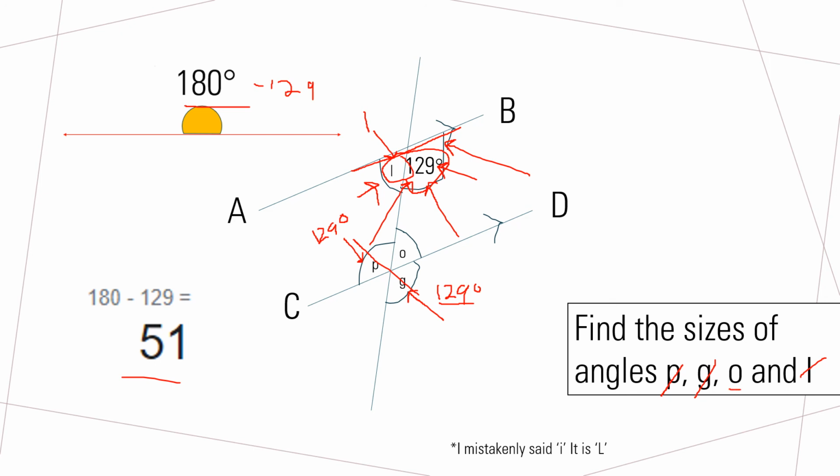For this one, we just have to find out the alternate angle for angle L, which is 51 degrees. So which means that O would have the same value because it's the alternate angle of L, and it would therefore be 51 degrees as well. So we have found out all the sizes of angles here.